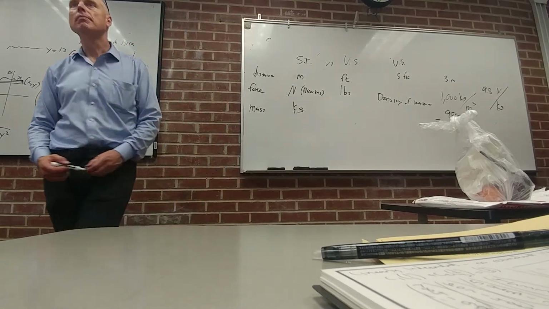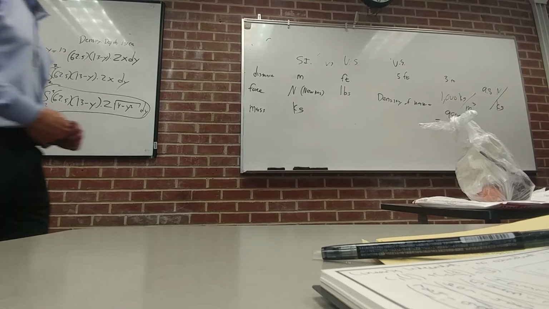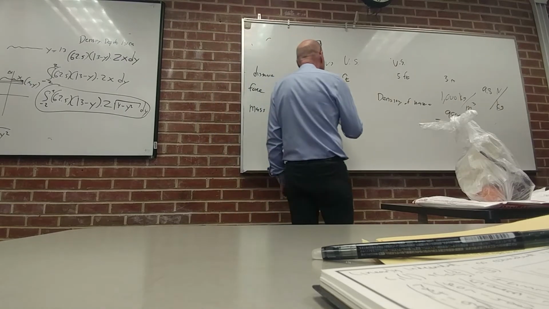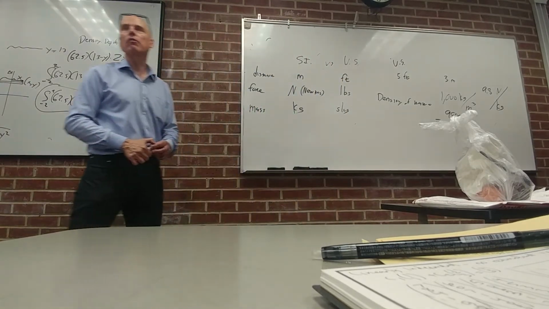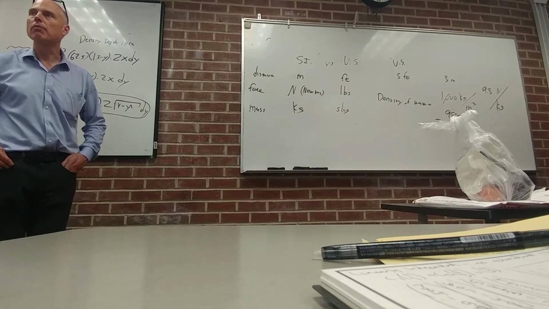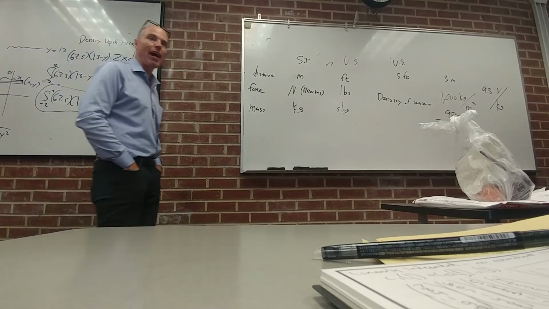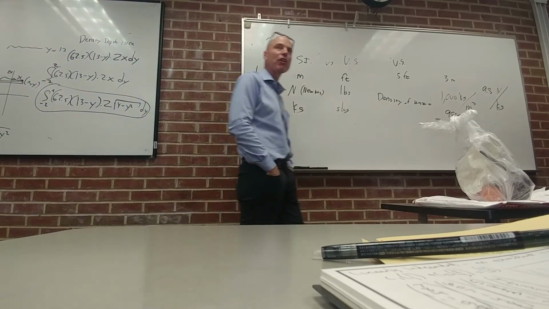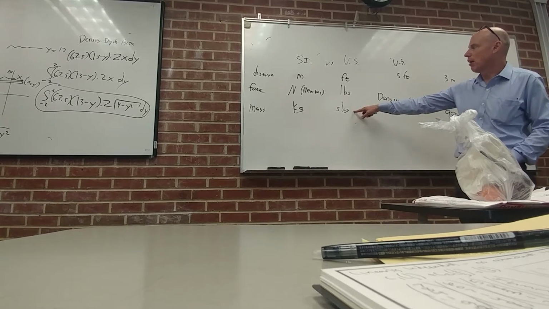So wait, are pounds used to measure mass? No, pounds are a force. The missing unit here, which people don't talk about very often, is a slug. A slug is the U.S. way of measuring mass. How much is a slug? The conversion factor is 32. So it's 32 slugs per pound.